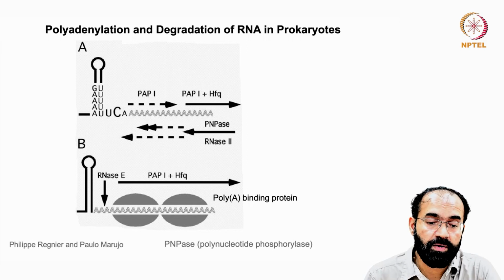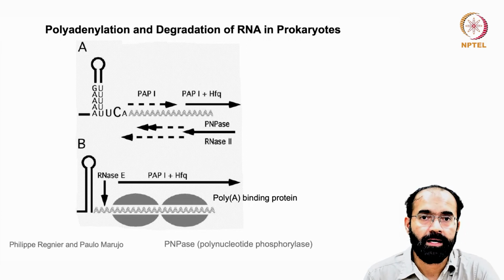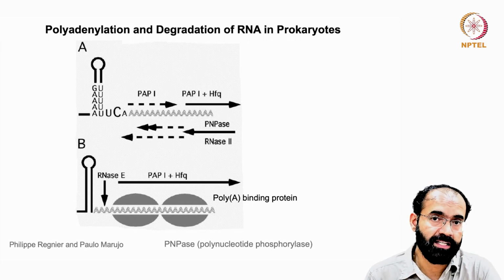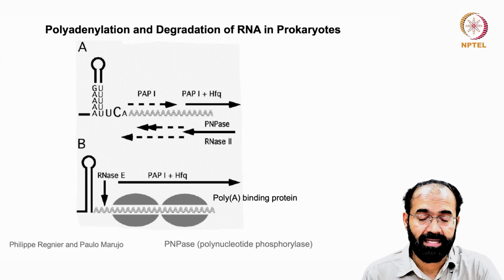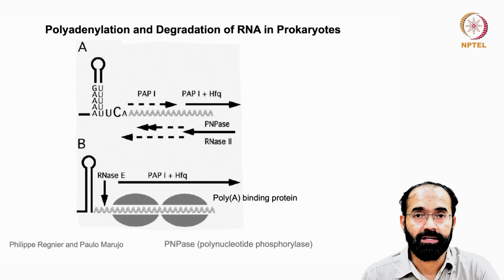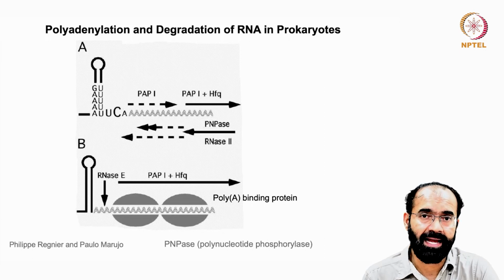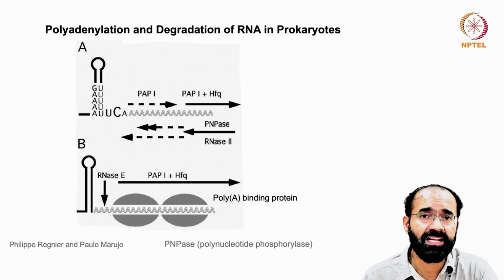Nonetheless, it is vulnerable to degradation by PNPase and RNase II. They will keep on decreasing the length. So there is a tug of war between these two enzymes. PAP1 and HFQ together will accelerate. Studies show that when HFQ is mutated, degraded, or not available, those bacteria have very short poly-A tails. So what it indicates is that although poly-A polymerase is the functional enzyme, the presence of HFQ matters.